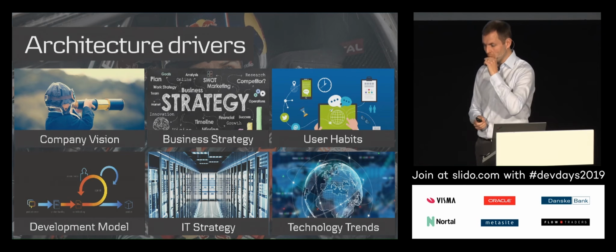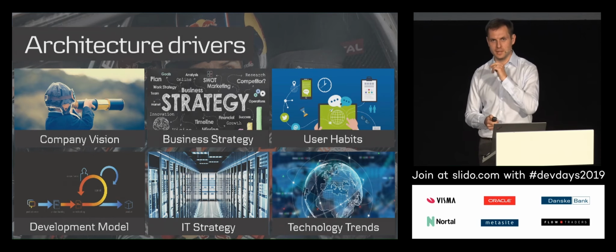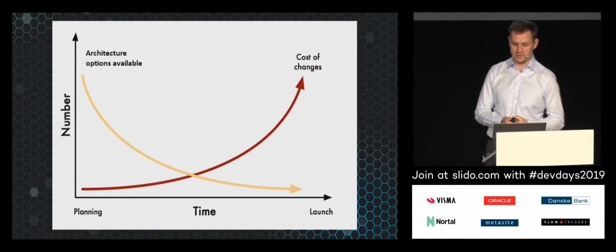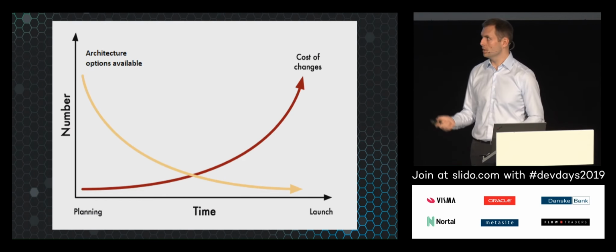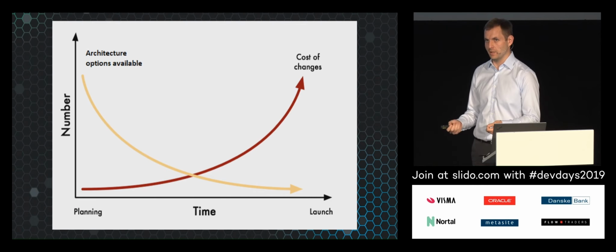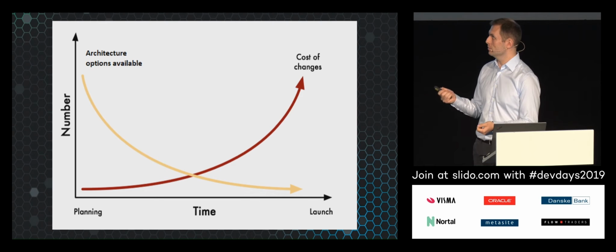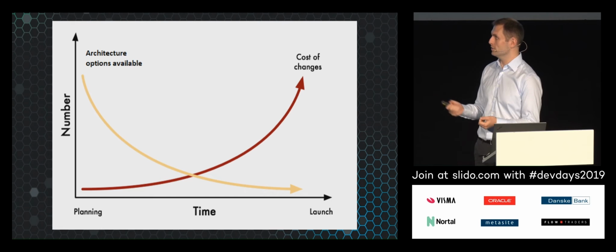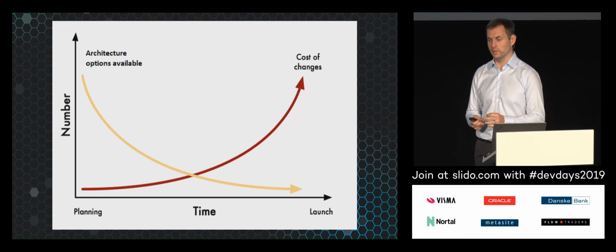Now we need to think, when do we make those decisions, right? Time-wise. And time-wise, this is the chart that is common sense, right? The earlier in your project or software development life cycle, you have more options available, alternatives as architectural decisions, and then the cost of change is relatively small. If you go further on, it changes. Cost of change goes up, options available goes down.